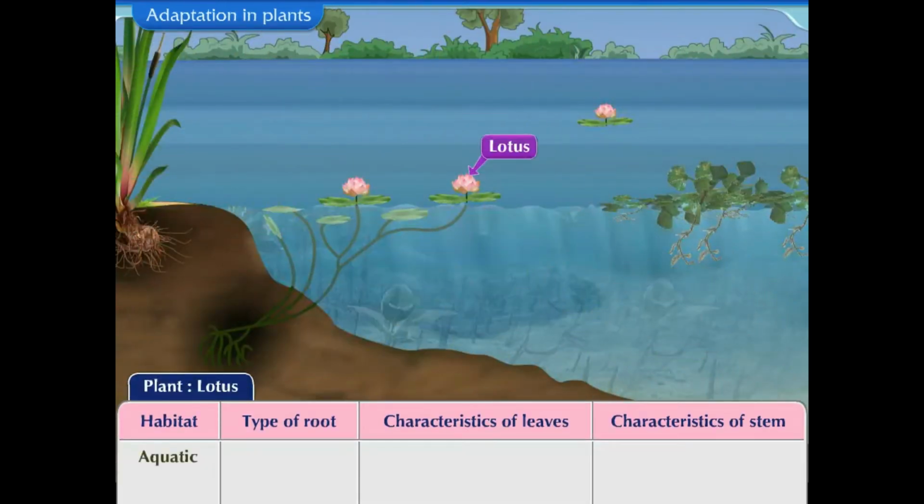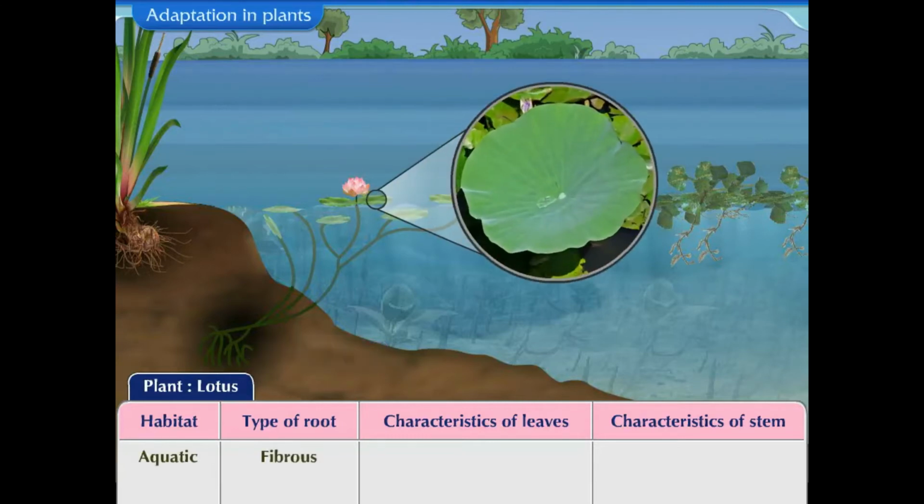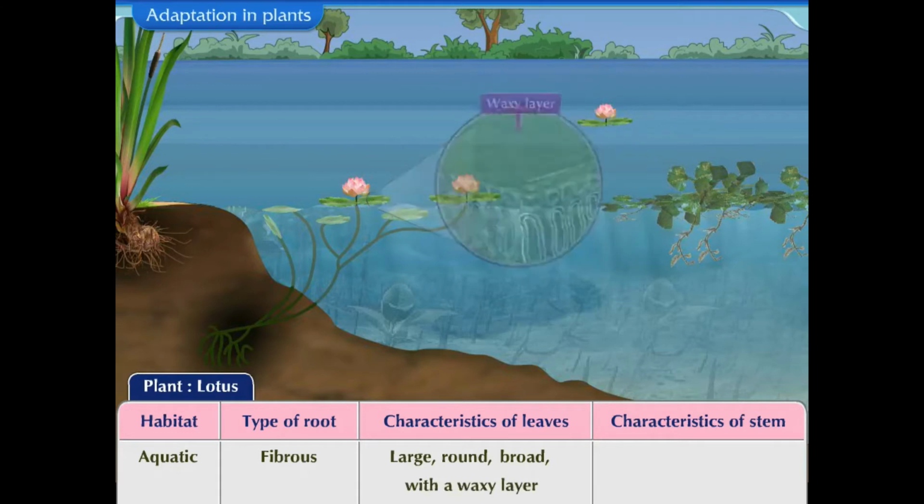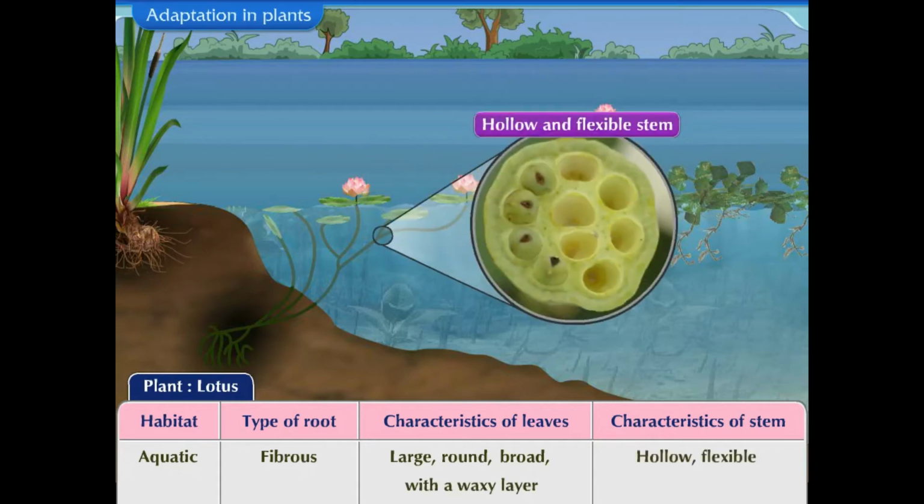Lotus is found in water. This plant has fibrous roots. Leaves of lotus are large, round, broad. Their leaves have a waxy layer. The stem of this plant is hollow and flexible.